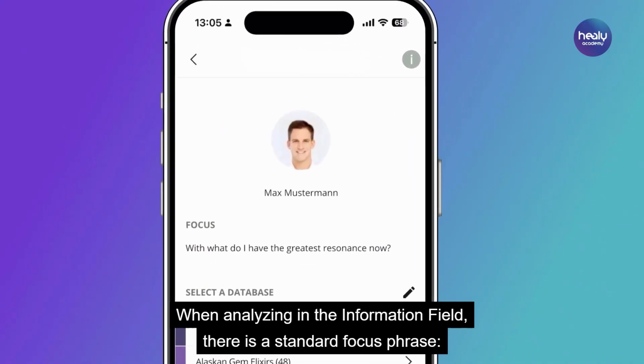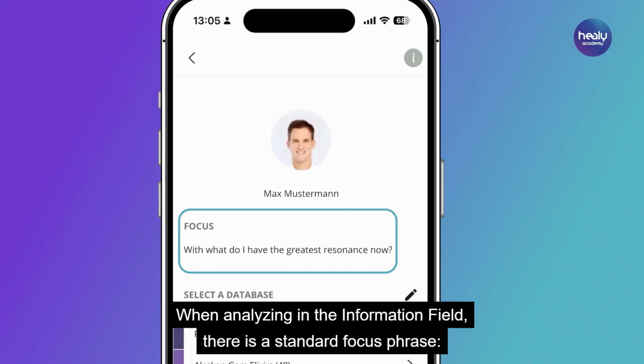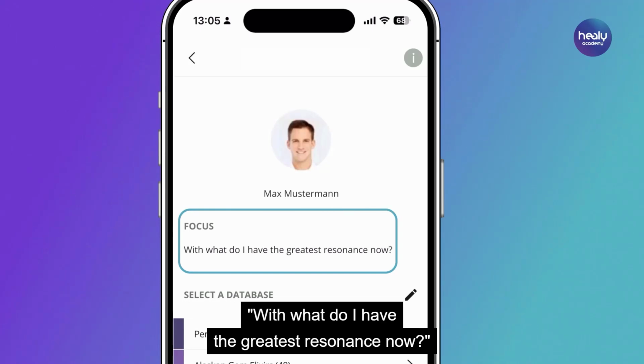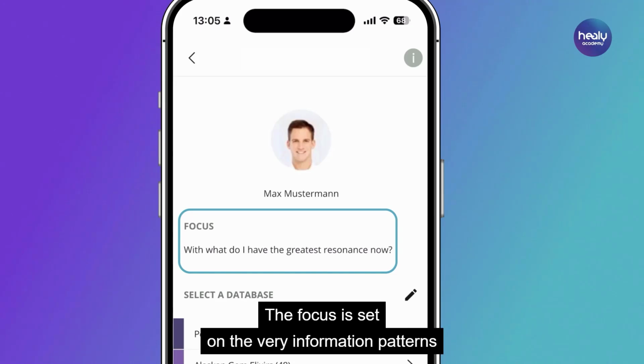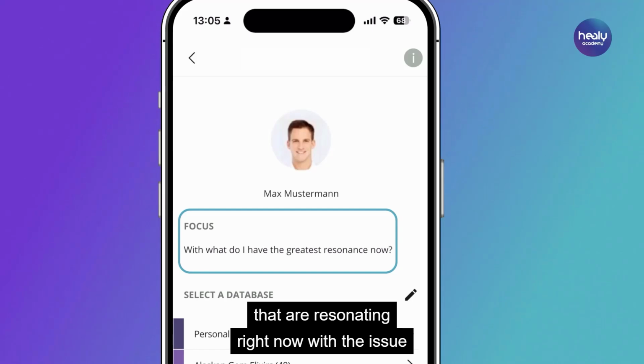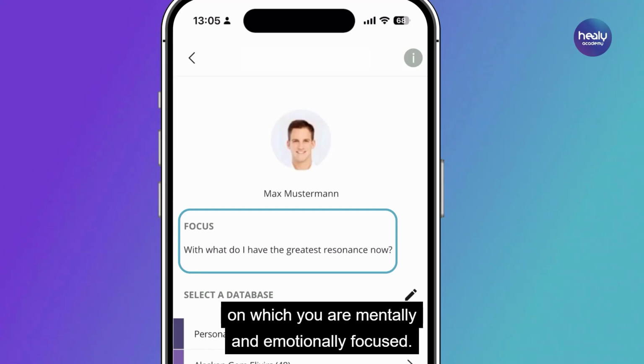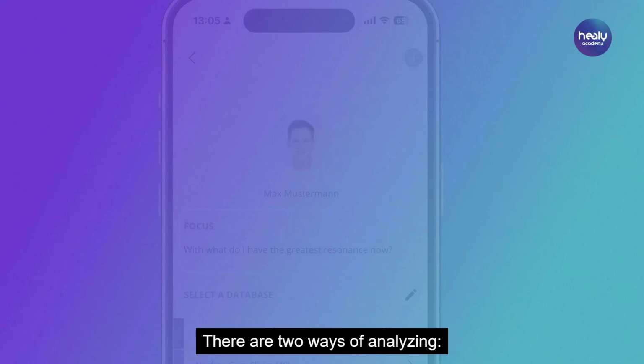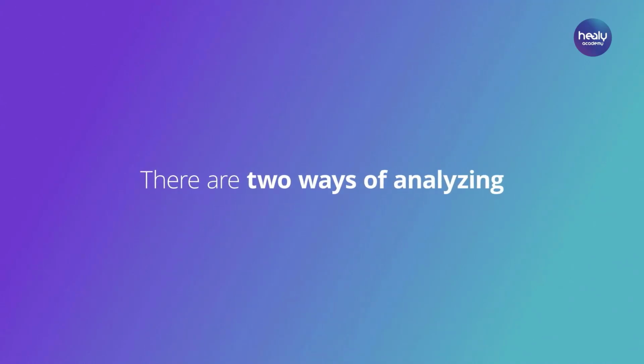When analyzing in the information field, there is a standard focus phrase: with what do I have the greatest resonance now? The focus is set on the very information patterns that are resonating right now with the issue on which you are mentally and emotionally focused. There are 2 ways of analyzing.